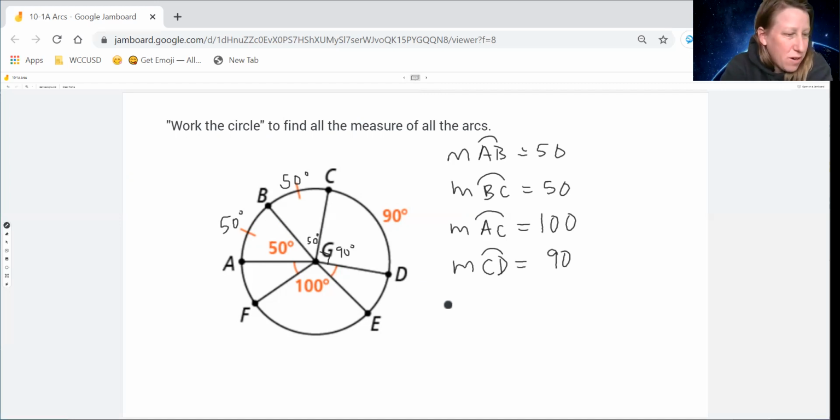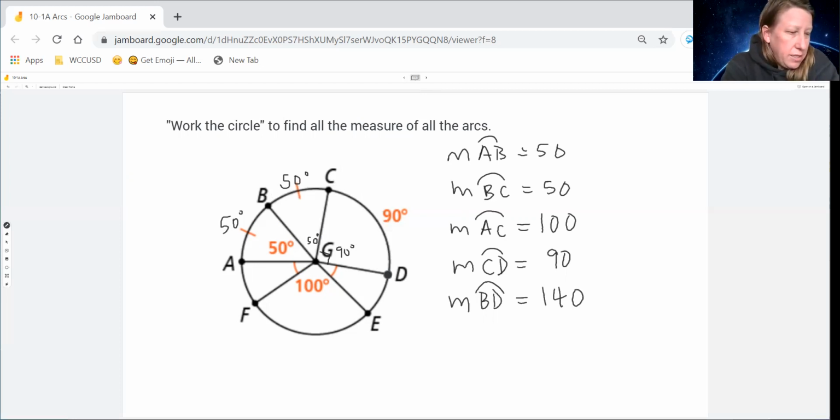What's the measure of arc BD? How am I going to do that? Well, I'm going to go look. Here's B, here's D. So I want to know how big is it from here over to there if I'm measuring the arc. Well, the way to do that is to add 50 and 90. 50 and 90 together is 140. All right, now I'm kind of stuck.